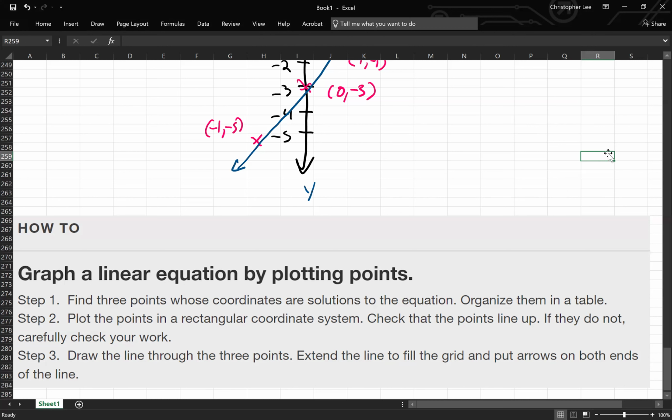All those points should appear as if they're on a straight line, you know? If they don't, then something went wrong. Like if one point is all the way over here and the rest of them are down here, something went wrong with that. Step three, draw the line through the 3 points and extend the lines to fill the grid and put arrows on both ends of the line. The reason why the arrows are there is because we want to show that this line is continuously going in both directions. Questions on this, anybody?